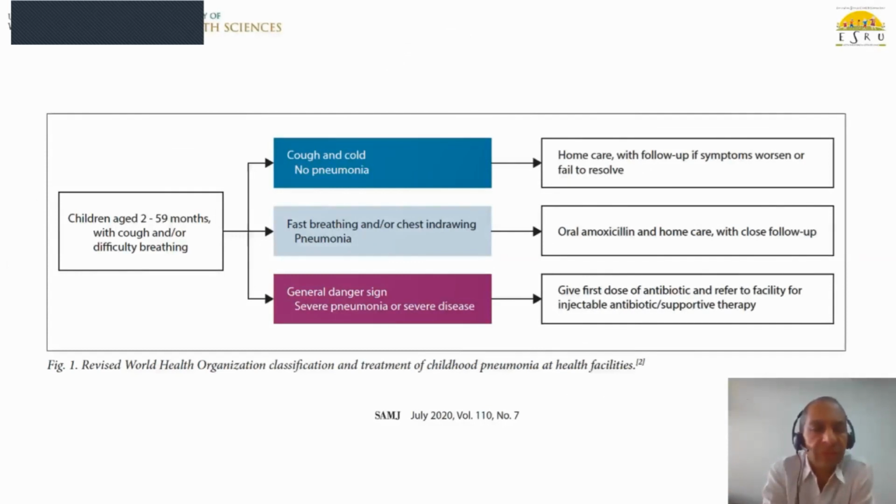But if children have fast breathing and/or chest indrawing, that is sufficient, as you'll recall from the WHO criteria, to diagnose pneumonia. But in the absence of any danger signs or any signs of severe pneumonia or severe disease, they can be managed at home with oral amoxicillin initially, but close follow-up is recommended. Children who do meet the case definition for severe pneumonia, severe disease, should receive their first dose of antibiotic prior to referral and then be referred to a facility where they can receive ongoing care.